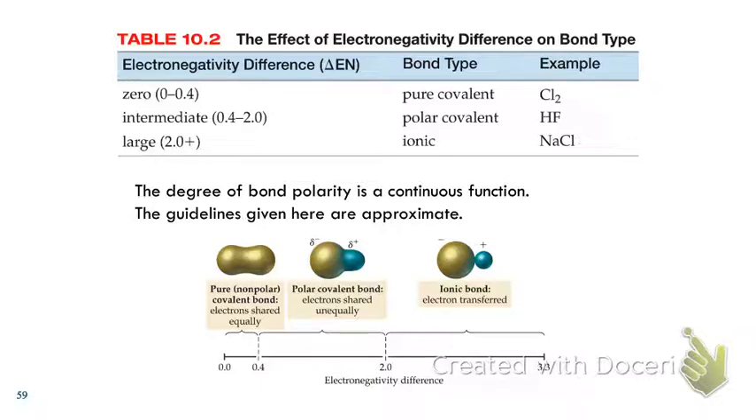And so we kind of have to draw some lines in here and say, well, what do we consider polar? What do we consider ionic? And so we've chosen to draw the lines here at a difference of 0.4. If the difference is 0.4 or less, then it's considered a nonpolar bond or a pure covalent bond. Intermediate is in here. If you have a difference of 2.0 or more, then it's considered an ionic bond.